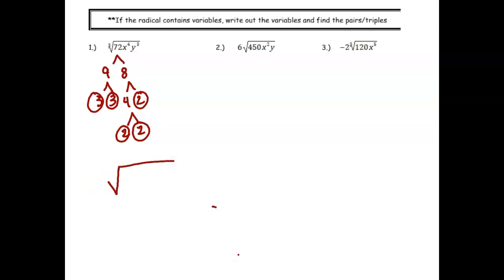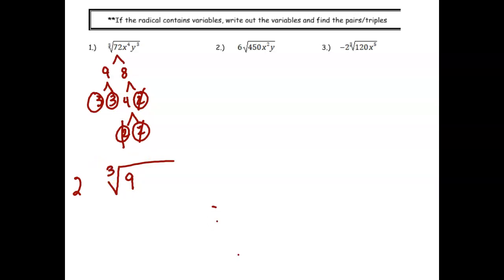Okay, so in this case, I've got a triple 2, 1, 2, 3. So the 2 goes on the outside like that. And I'm going to leave a little bit of space because I want to deal with my variables. What's left over is 3 times 3, which would be a 9. Okay, so that's what's there. I don't have 3 of those, and I'm not going to forget my cube root.